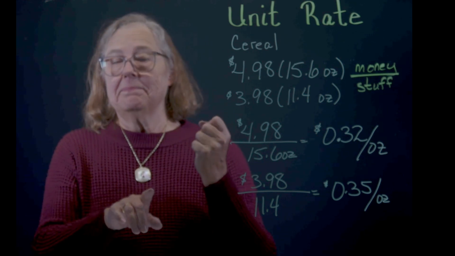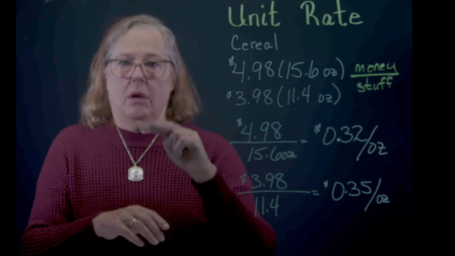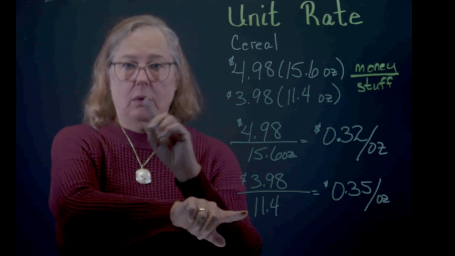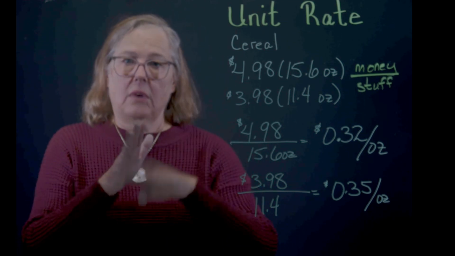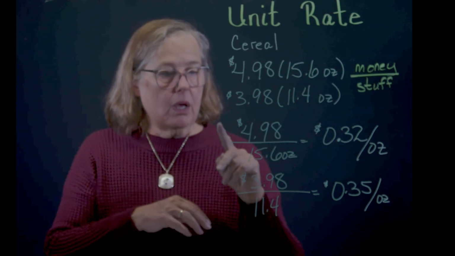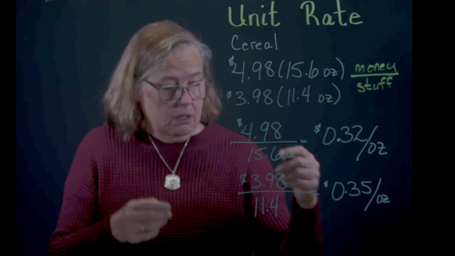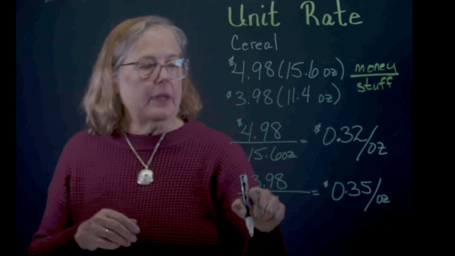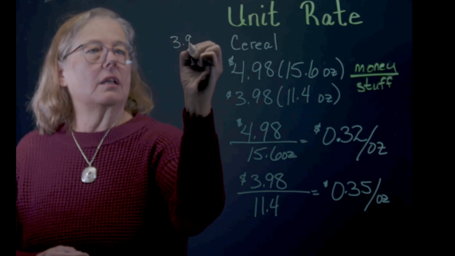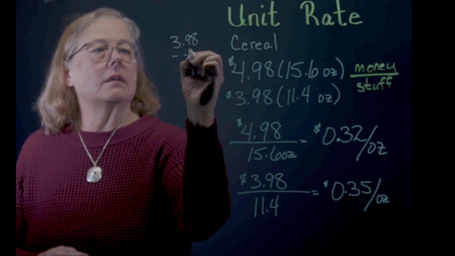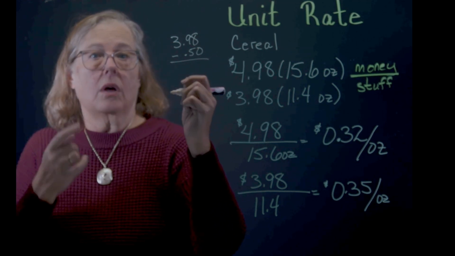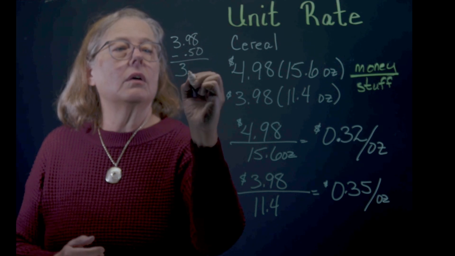All right. Well, now hang on a minute. What if I have a coupon? And it says, if I buy an 11.4 ounce box of cereal, I can get 50 cents off. So that makes this box 50 cents cheaper. All right, so now how much does it cost? That's the coupon. I'm deducting that amount. So now what's the total cost?